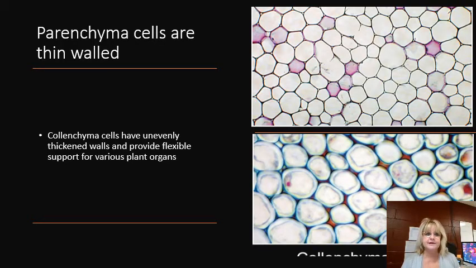So your parenchyma cells are your thin-walled cells. So the slide or the diagram that's on the top is an example of a parenchyma cell. Notice how thin the cell walls are. The bottom picture is a collenchyma cell. So they've got unevenly thickened walls and they provide flexible support for various plant organs. So it's real easy to see that the top one has got thin cell walls, and then the next one they're thickened. So parenchyma on the top, collenchyma second.